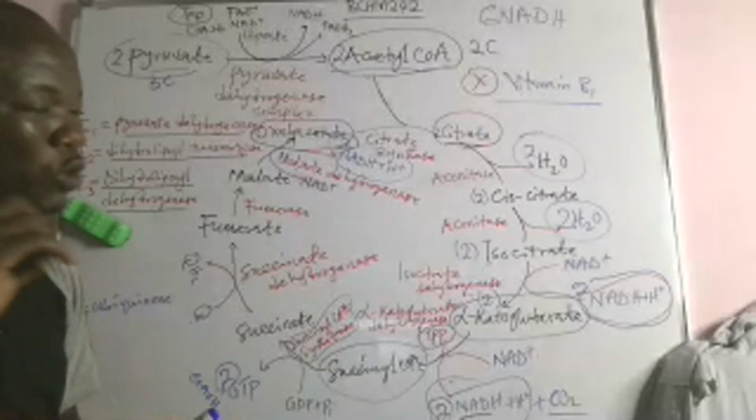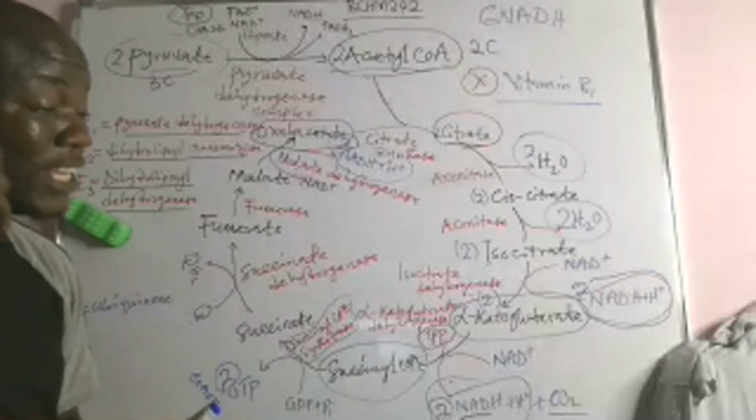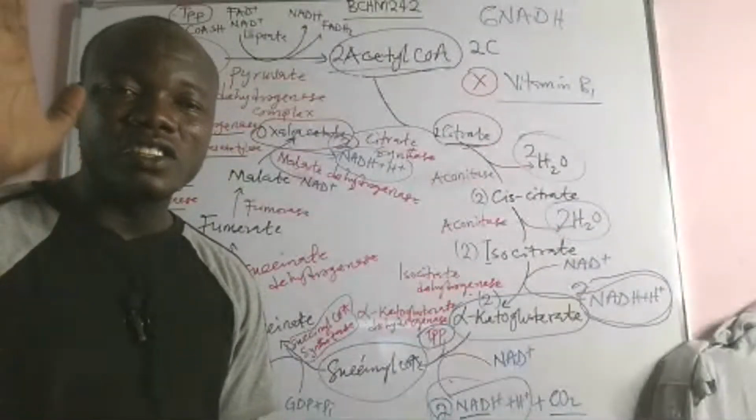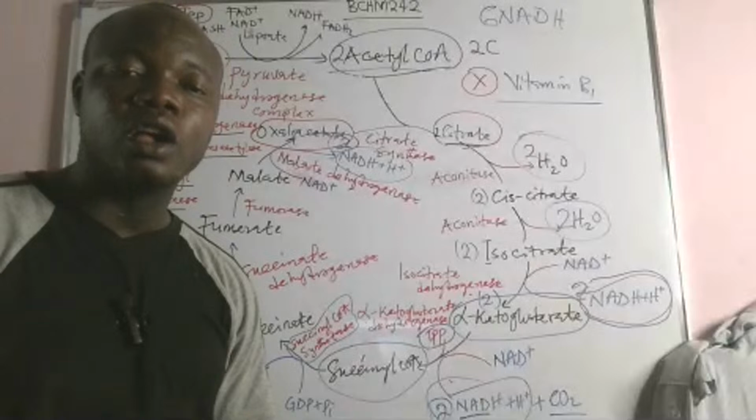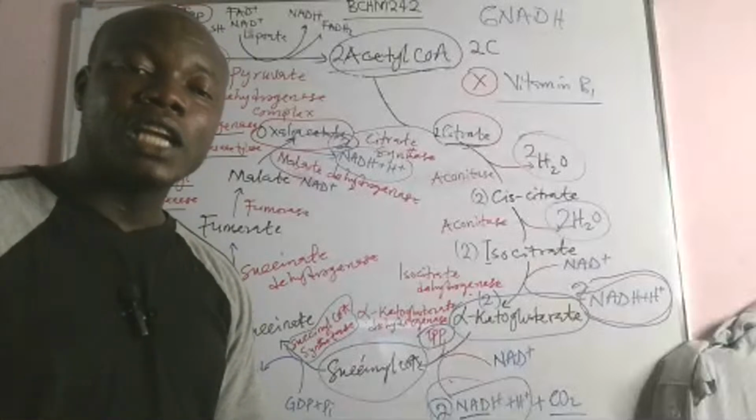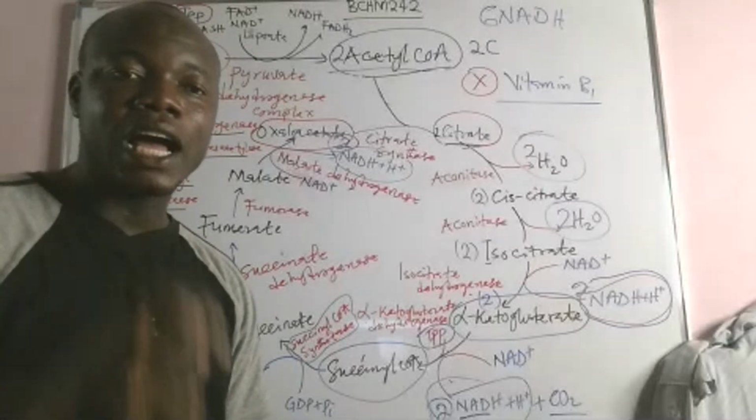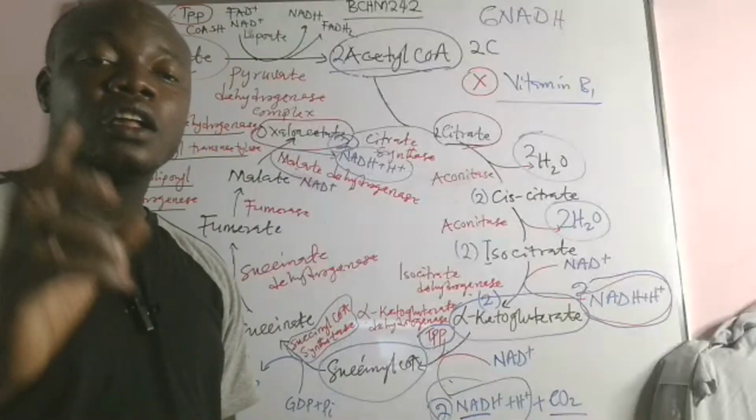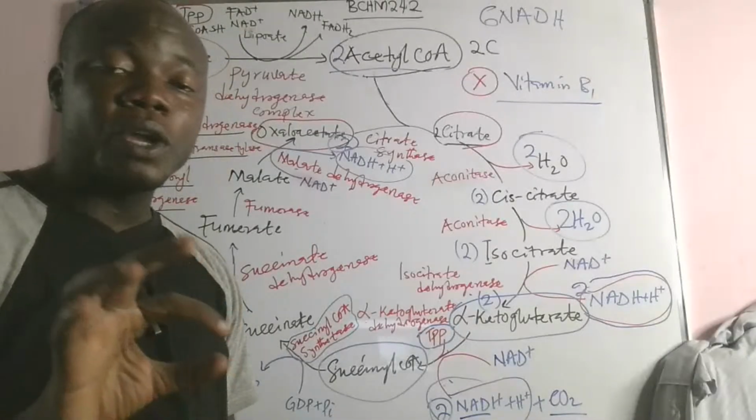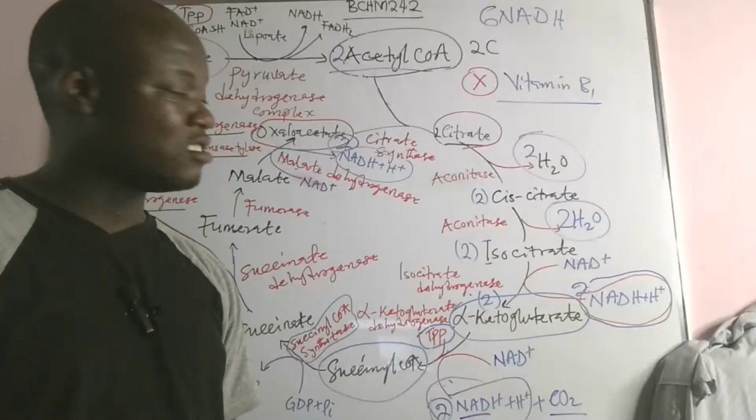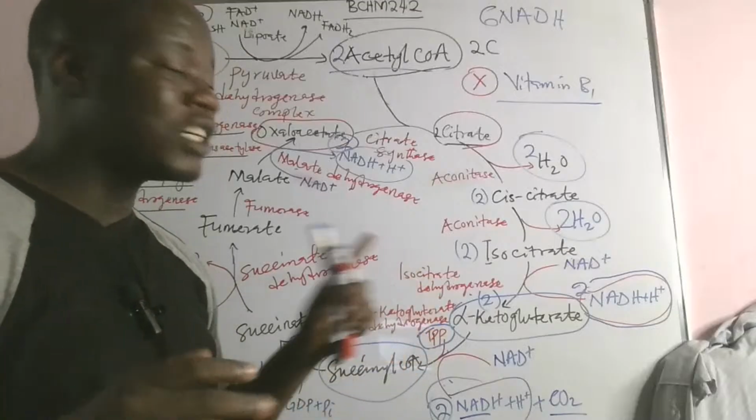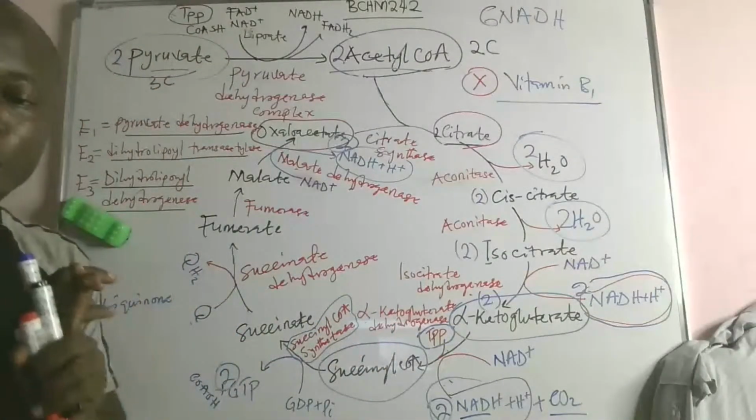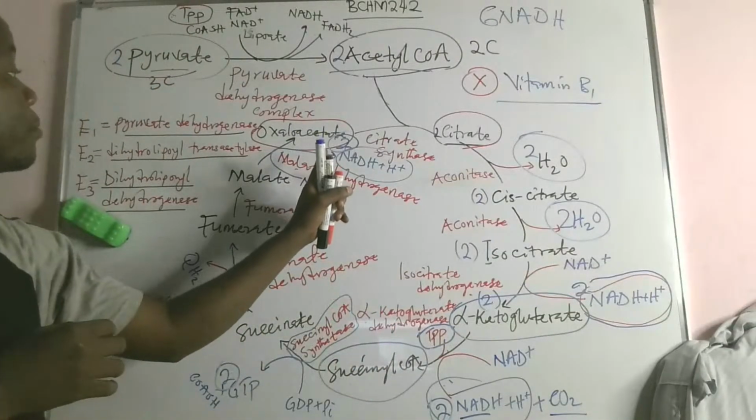So this is also another question that you should put at the back of your mind. How many regulatory steps do we have in Krebs cycle? We have three. What are those steps? Those steps are the steps where we produce NADH. So isocitrate dehydrogenase is a point of regulation. Alpha ketoglutarate dehydrogenase is a point of regulation. Then malate dehydrogenase.